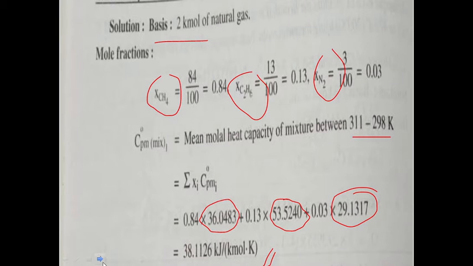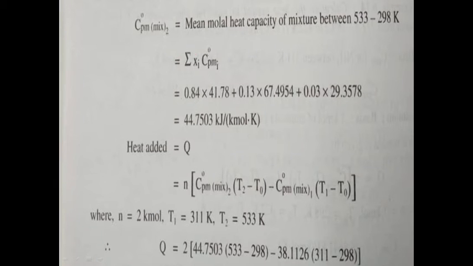Okay. The temperature is 311 to 298 Kelvin. Here the second case is 533 to 298 Kelvin. For this case, summation of xi into Cp m i naught. For this case also the values are available in our problem. You take that value for CH4, 41.78, then C2H6, 67.4957, for nitrogen 29.3578. So for this case also we have the Cp m dot values.